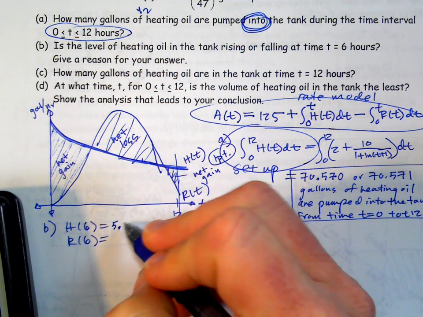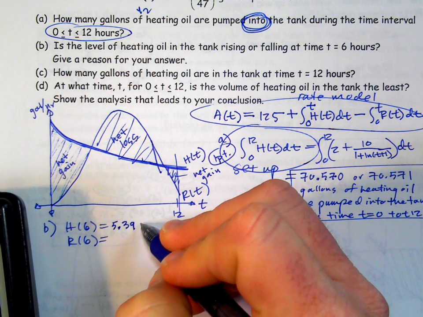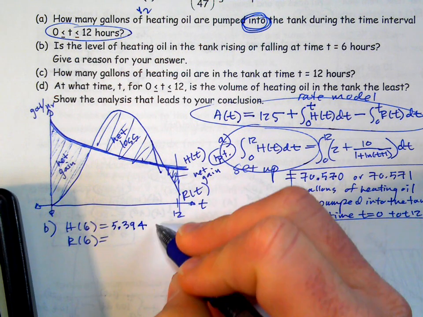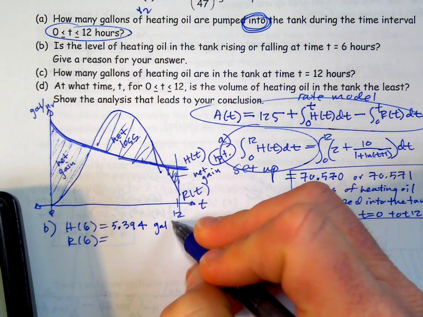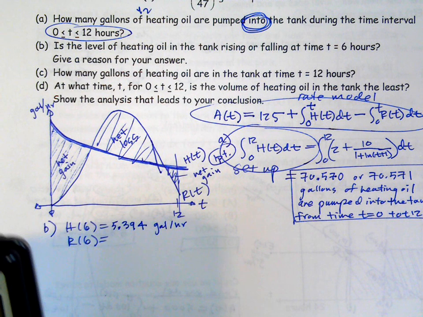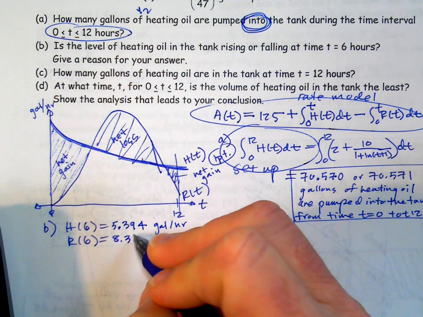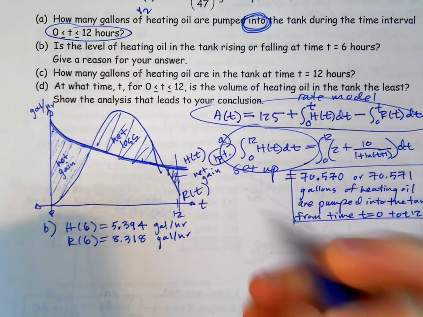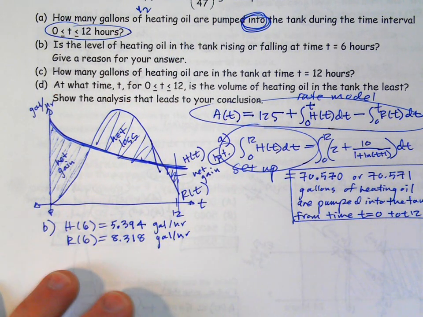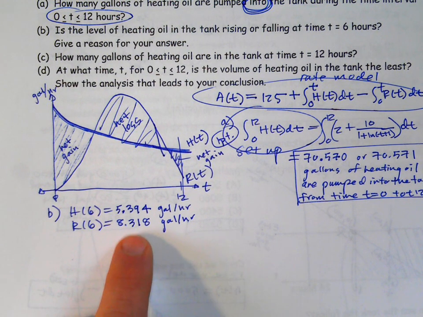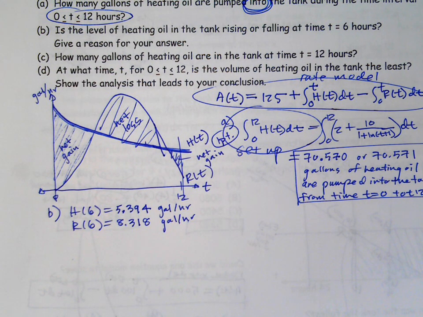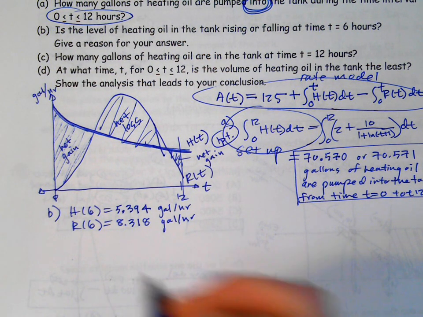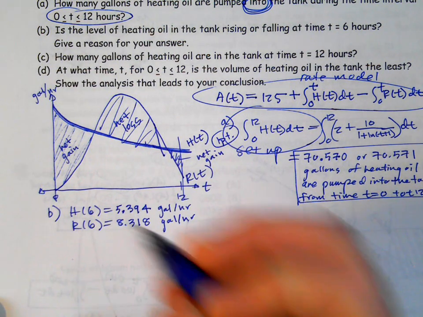So this is 5.394 in gallons per hour. And then the other one is 8.318 gallons per hour if you truncate. You could round them if you want. And so I think it's good to write those down. And now looking at this, the removed rate is bigger than the entering rate. So it's going down. So we're going to write something along those lines.